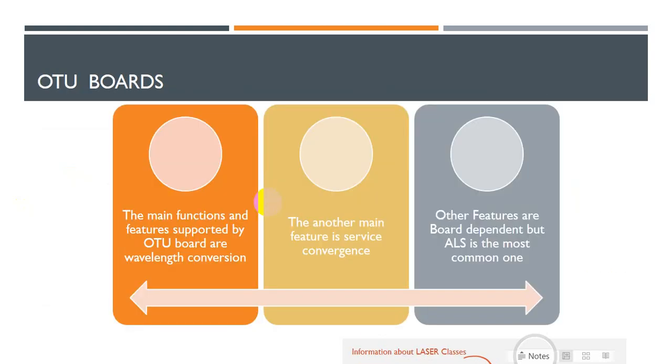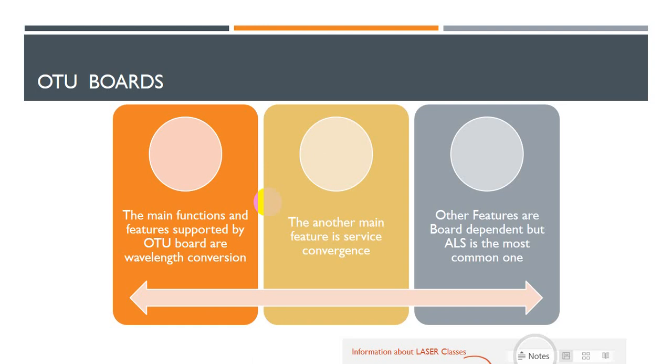So now we have the next board, which is the OTU board. OTU board is optical transponder unit. As such, there is another OTU terminology in OTN technology, that is optical transport unit, but when we talk about board, it is optical transponder unit. The main function of a transponder is to change the wavelength. If you give any wavelength input, it can change to another. That is also not fixed. It is based on the design.